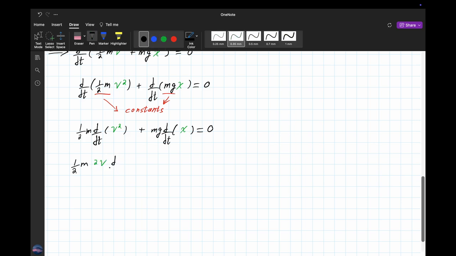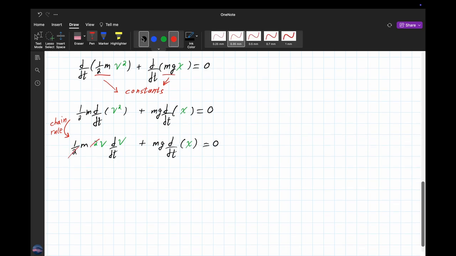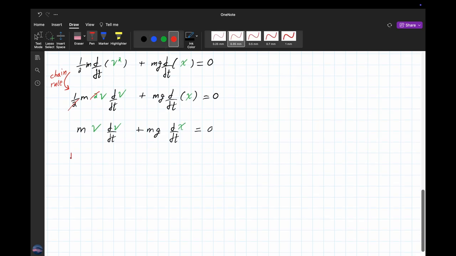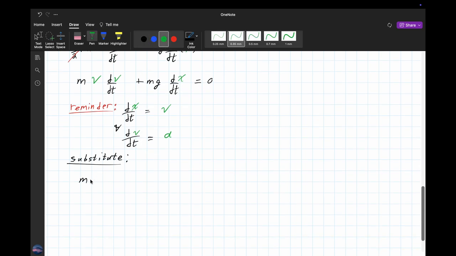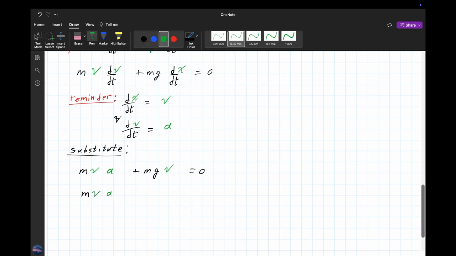And now we can use the chain rule to derive the velocity squared quantity, and we get that it's equal to half m 2v dv by dt. Now obviously we can simplify the 2's, and we'll have mv dv by dt plus mg dx by dt is equal to 0. Now we need to have this reminder that the derivative of x with respect to time is just the velocity, is just the speed, and the derivative of the velocity with respect to time is just the acceleration. And so we substitute this into the equation, and we get that mv times the acceleration plus mg times the velocity is equal to 0.